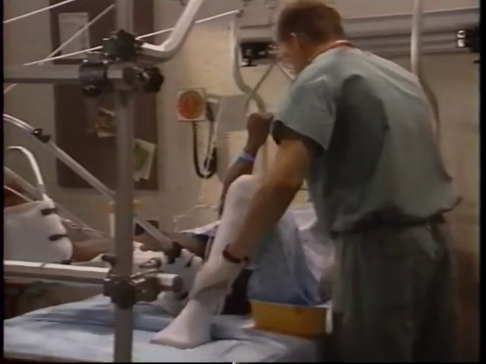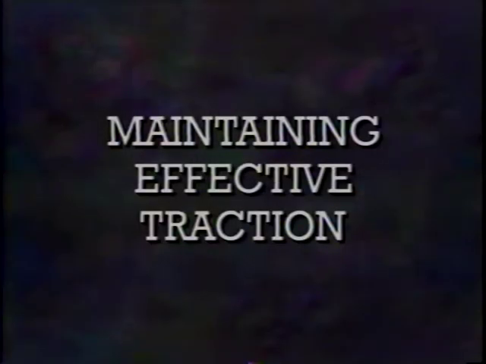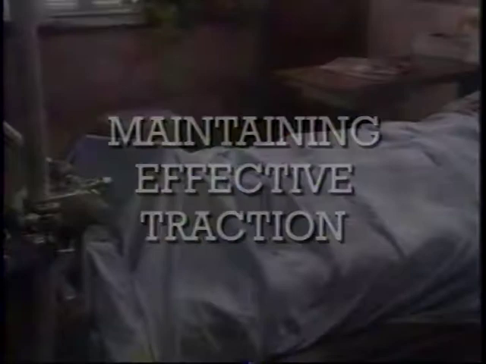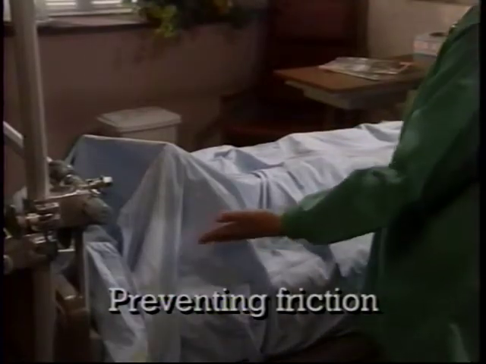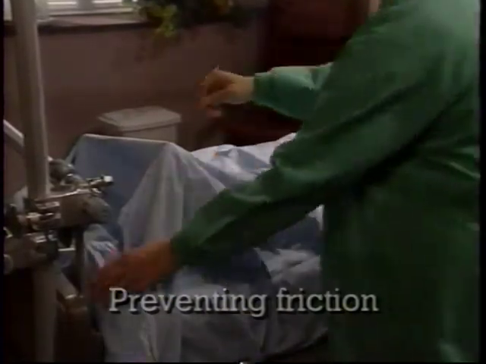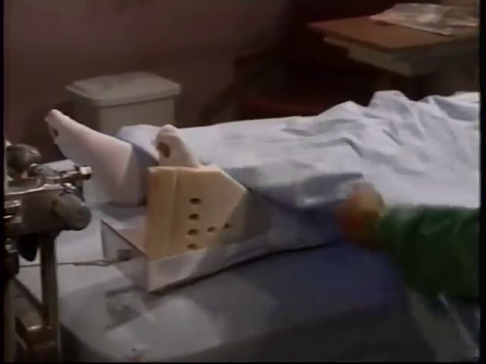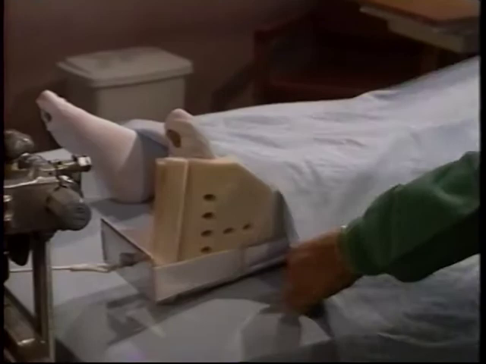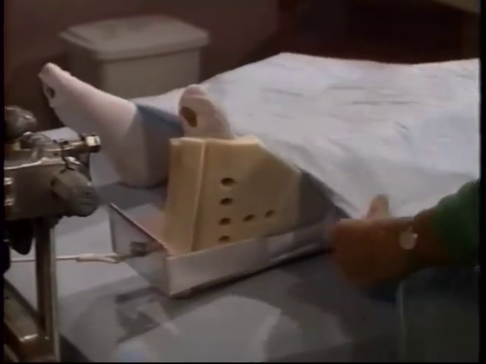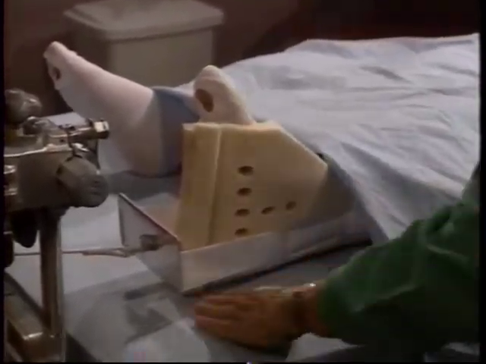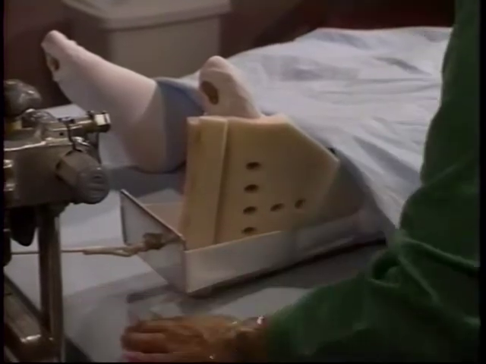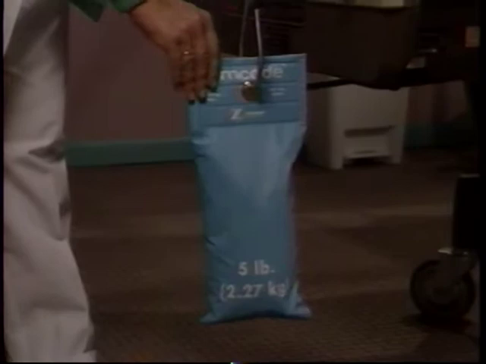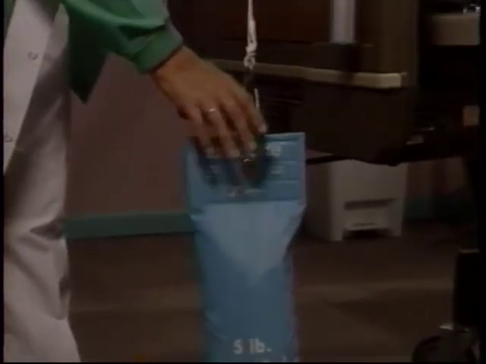The pull of traction can be hindered by any type of friction that reduces its efficiency. To prevent friction, make sure that bed linens are not tucked tightly around the patient or the traction cords. Do not allow the spreader or footplate to rest against the end of the bed. Inspect the weights to make sure they are hanging freely and away from the bed.